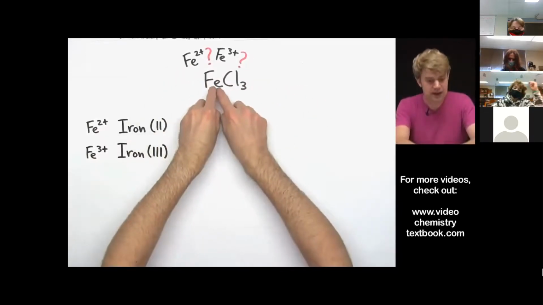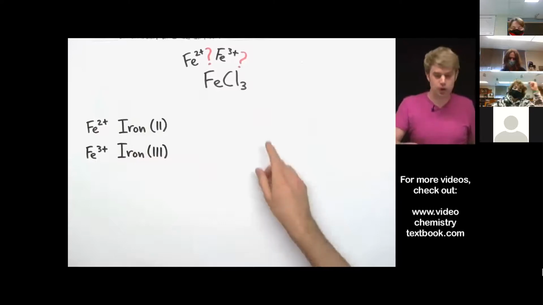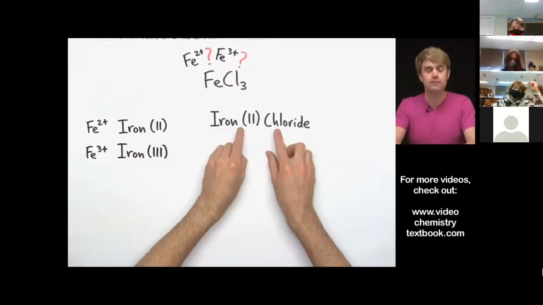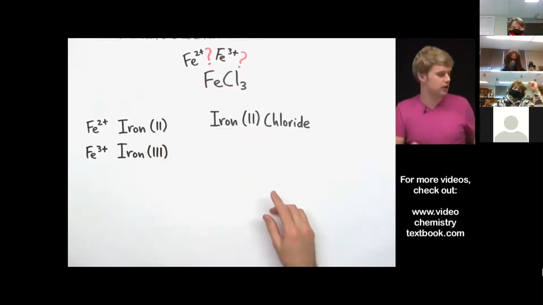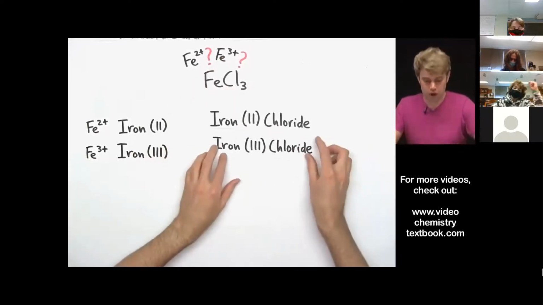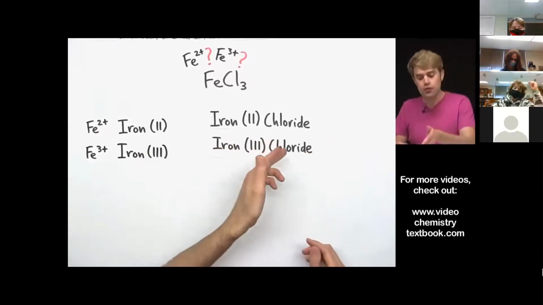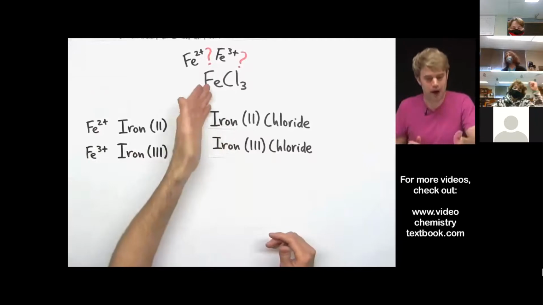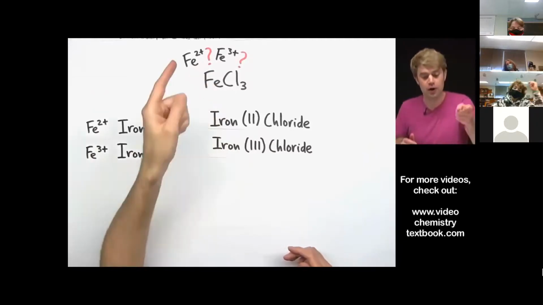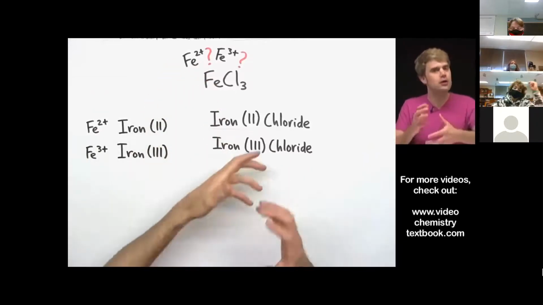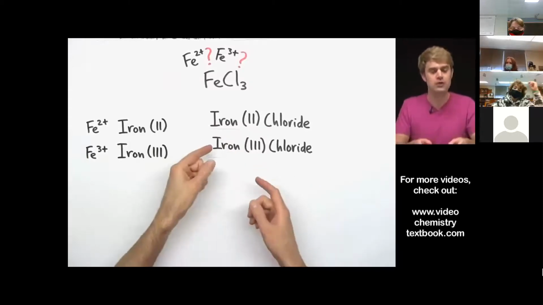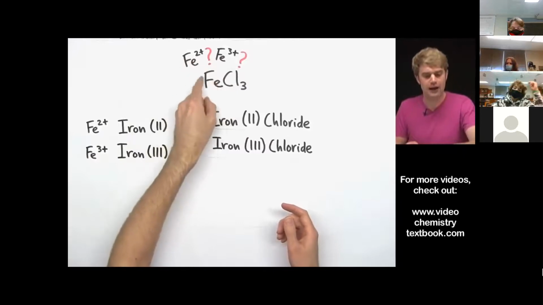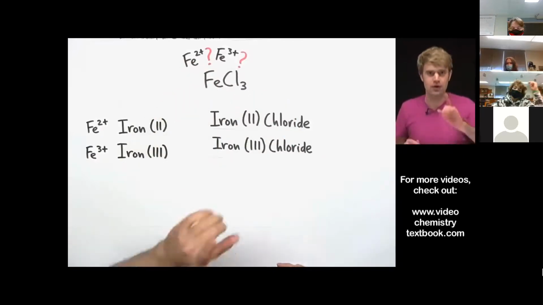So if the Fe here turns out to be Fe2+, we'll call this compound iron 2 chloride. And if this iron is iron 3+, we will call the compound iron 3 chloride. So in order to figure out whether we're talking about iron 2 chloride or iron 3 chloride here, we've got to do a little bit of math and work backwards to figure out which of these two charges iron has in this particular compound. Let me show you how to do it.